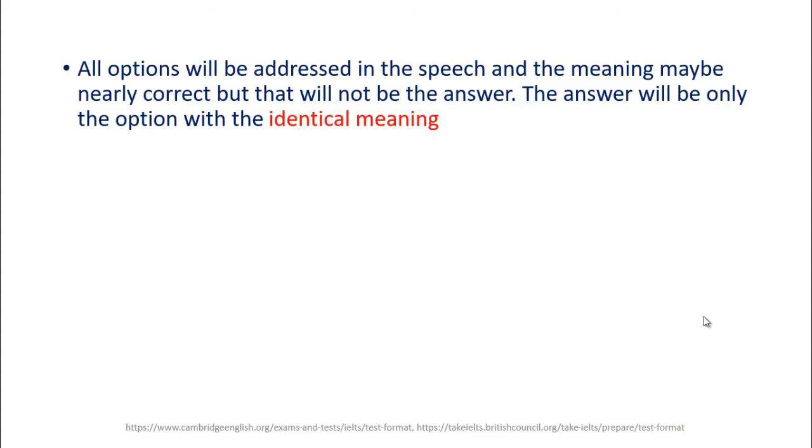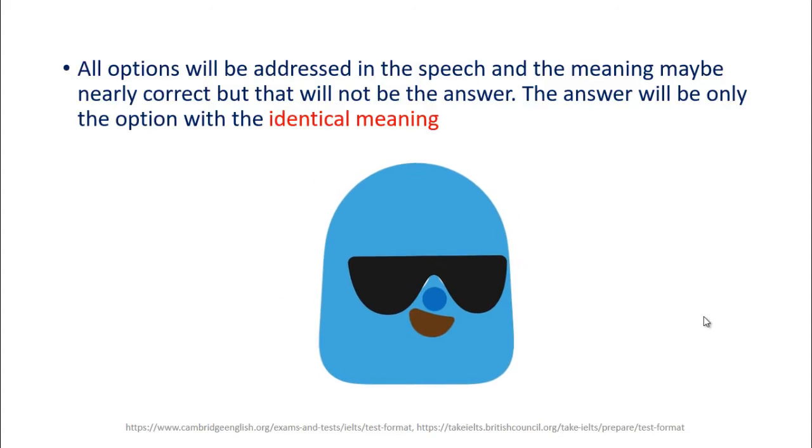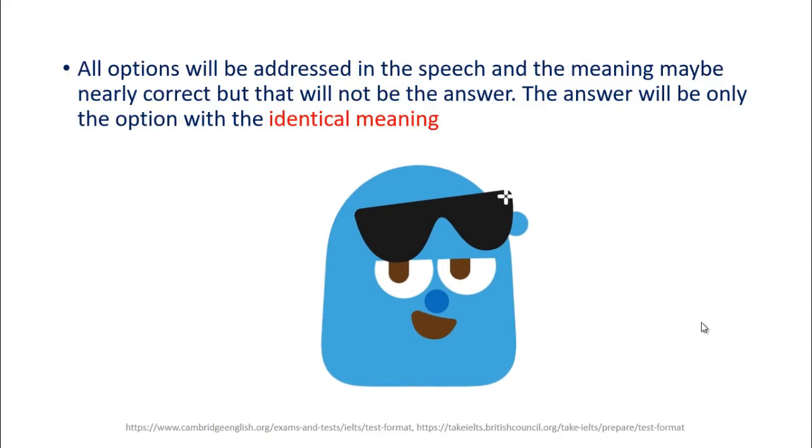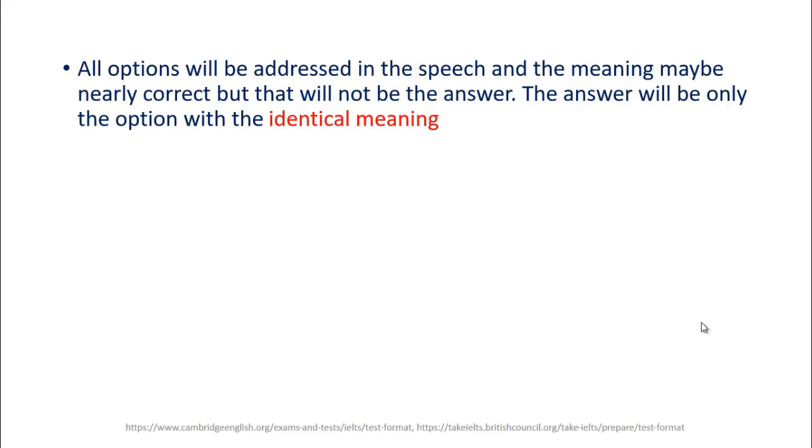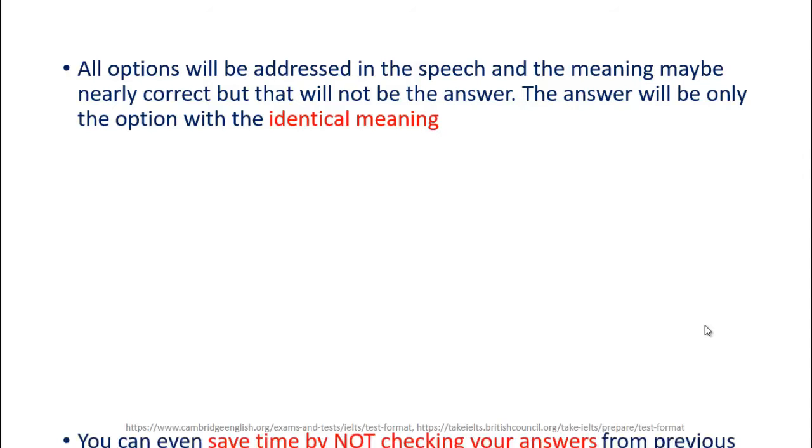All options will be addressed in the speech, and the meaning may be nearly correct, but that will not be the answer. The answer will be only the option with the identical meaning. So this is a trick by which the IELTS exam tests your capability of understanding the multiple options in the multiple choice questions. We will see one example at the end of this video.